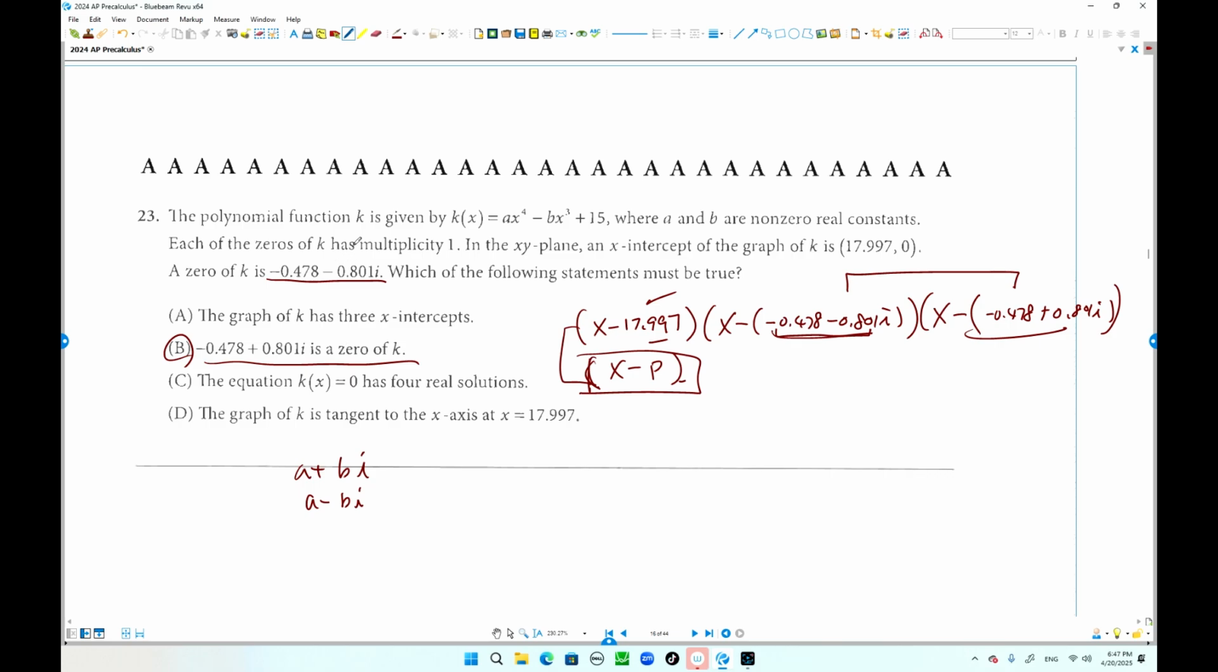Is there a tangent? No. What is this? The multiplicity is 1, right? The multiplicity is 1, okay? If the multiplicity is 2, that is a tangent, okay?